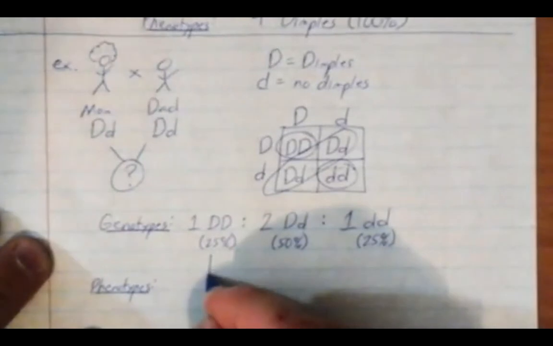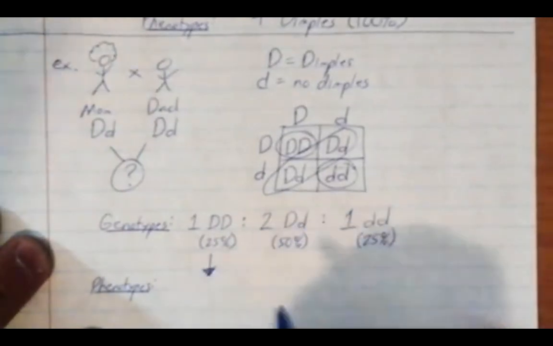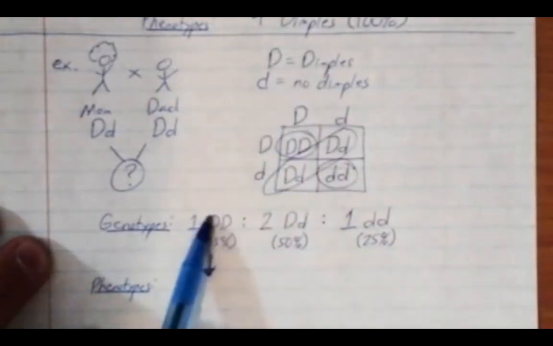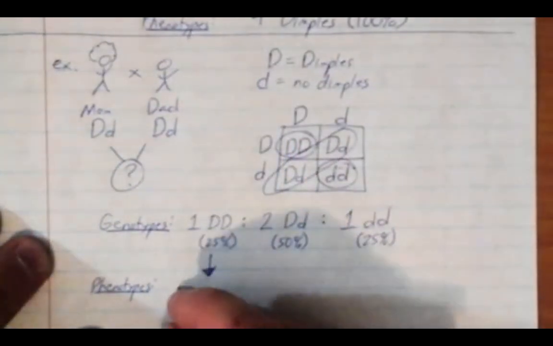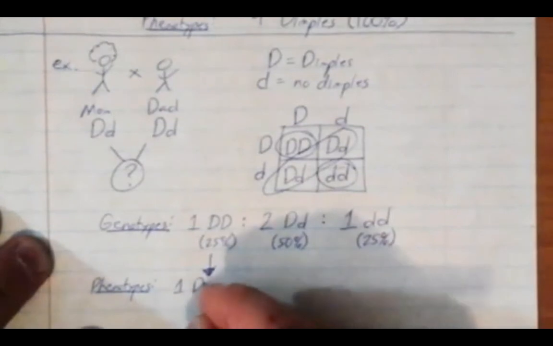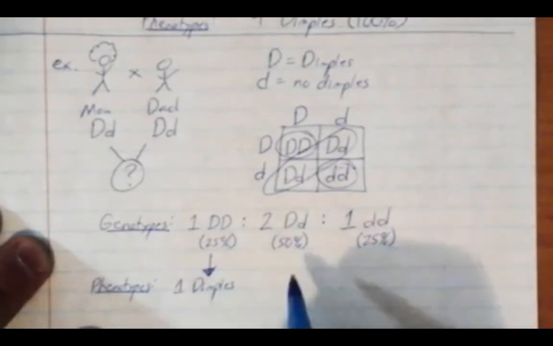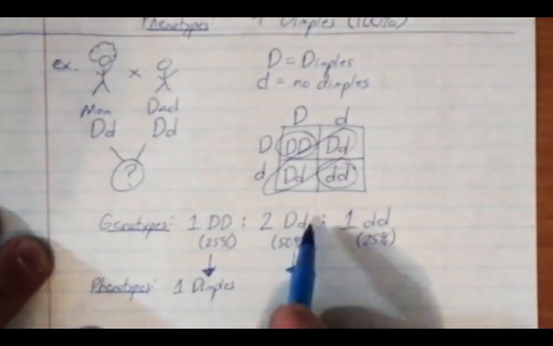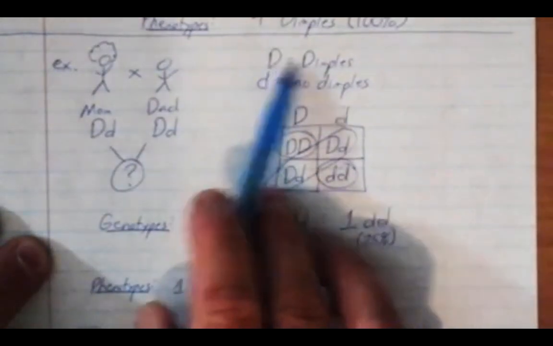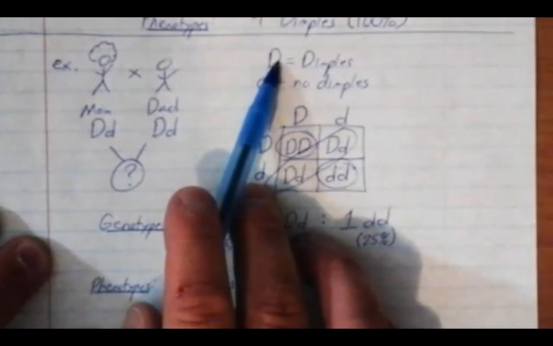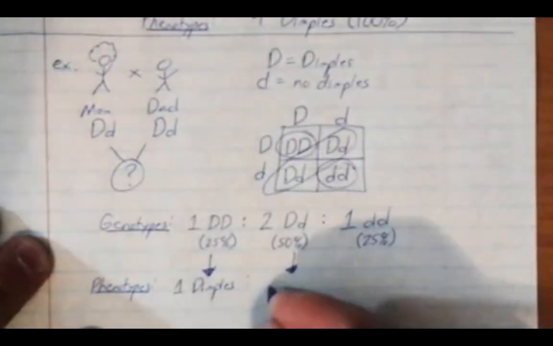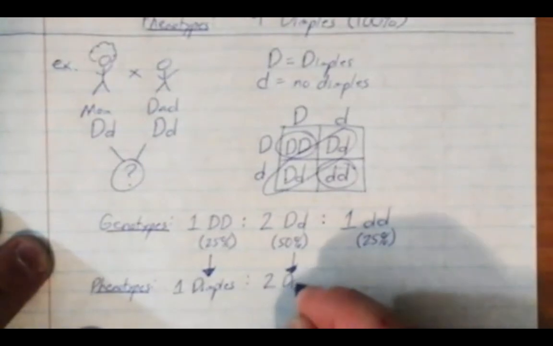So I say, all right, if you are capital D, let me go back up to my key. Capital D means you're gonna have Dimples. So if you're both D, you're gonna have Dimples. So we're gonna have one with Dimples. Okay. These two people, capital D, lowercase d. We got one Dimples and one no Dimples. But this is dominant, so it'll dominate over the little one. So yes, both of these people are gonna have Dimples.